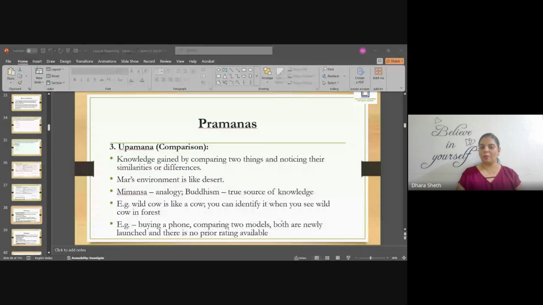That is upaman. Clear with this? Upaman is comparison or analogy. You will usually find words like "similar to." Clear with this? Third praman? Okay.